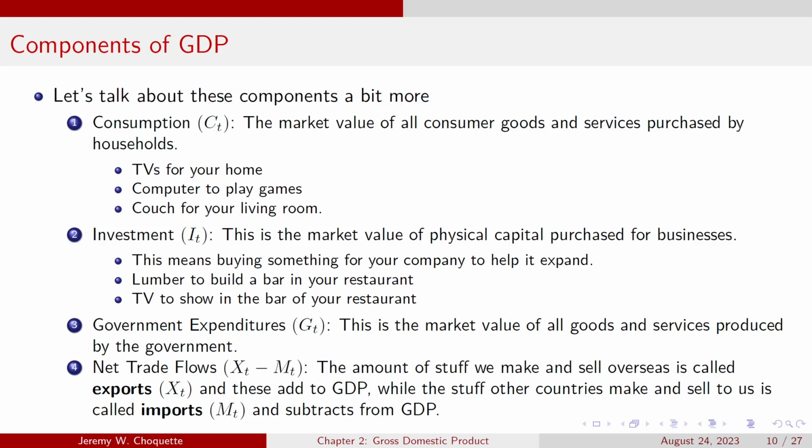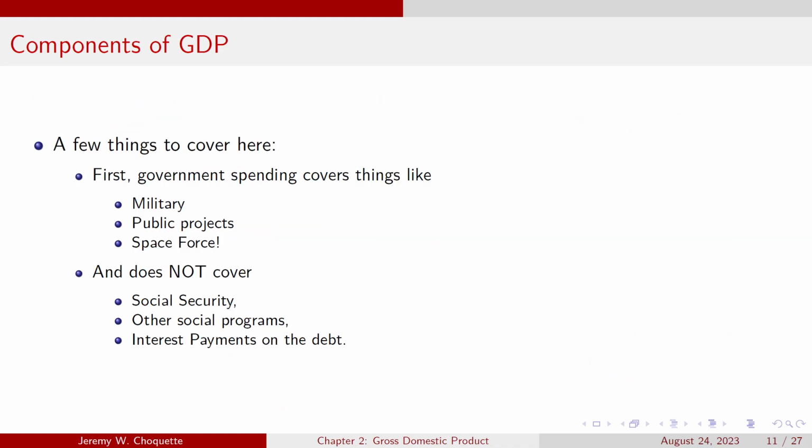Now, generally, it's typically a simplifying assumption to assume that exports minus imports will be equal to zero, or exports equal imports. Now, in reality, that's not usually the case. But when exports and imports are equal and they zero out, we get what's known as a trade balance.